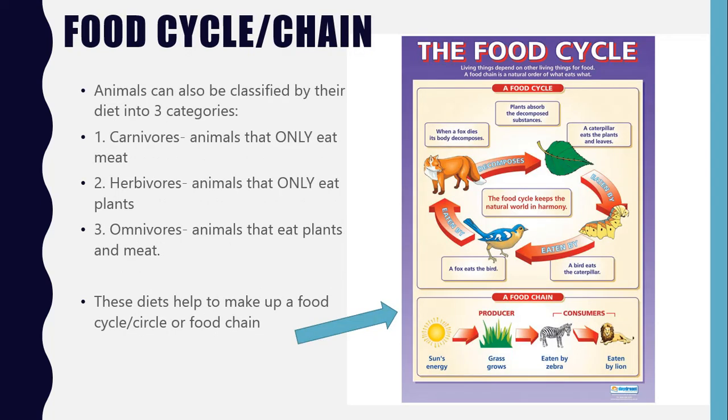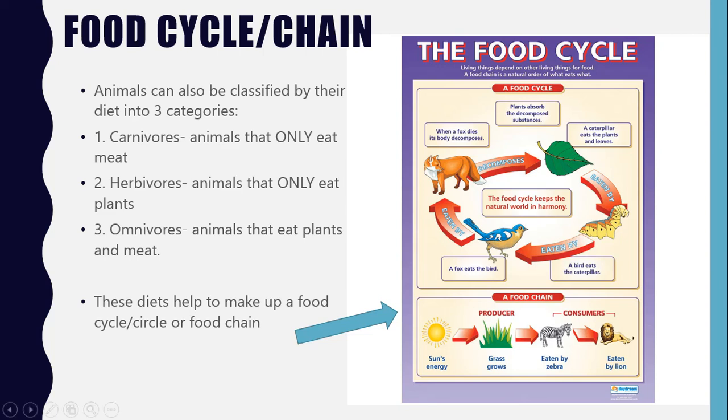So last week, we talked about animal diets, and how animals can be classified further into 3 groups based on what they eat. Carnivores are animals that only eat meat, herbivores are animals that only eat plants, and omnivores are animals that eat plants and meat. So these diets help make up a food cycle or food chain.